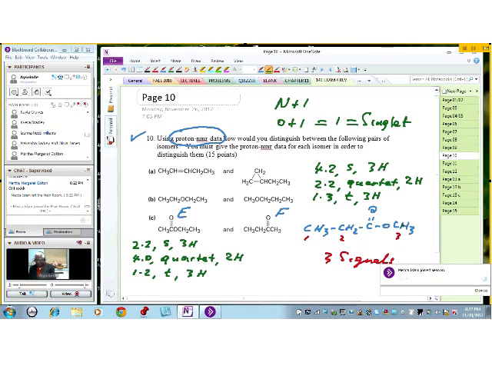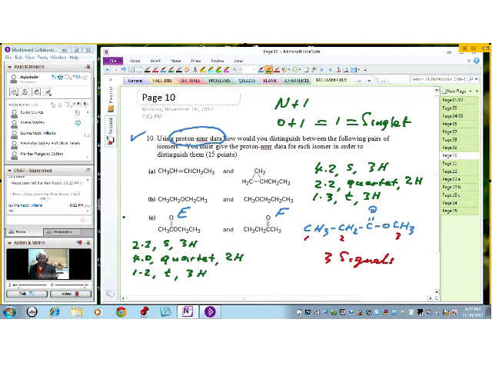In this instance, this methyl, which is a singlet, is at 4.2, whereas the methyl here, which is a singlet, is at 2.2. So you can see the difference in chemical shift. We can use the chemical shift data to distinguish between compound E and compound F. Is that clear to all of you?